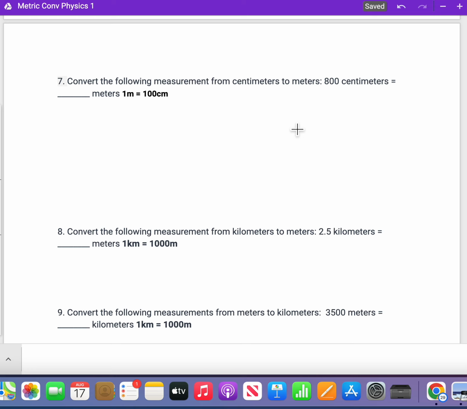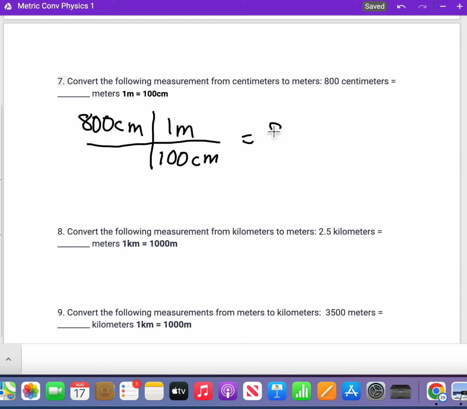Okay, let's try another one. Convert the following measurements from centimeters to meters. So we write down 800 centimeters. We draw the picket fence. We look up here, we got 1 meter, 100 centimeters. Well, here we have centimeters, so the 100 centimeters goes here. The 1 meter will go at the top. So we take 800 times 1 divided by 100. That's going to equal 8 meters.